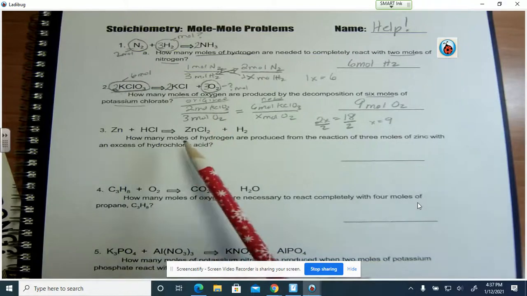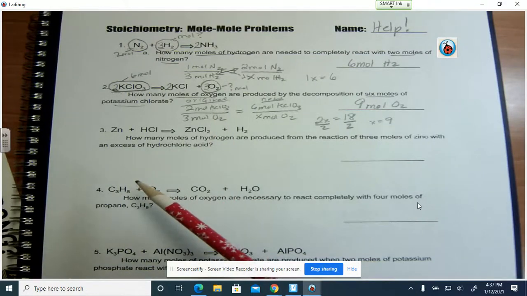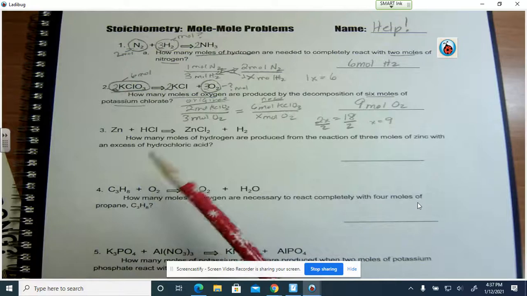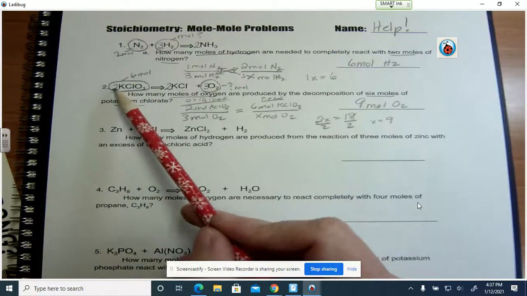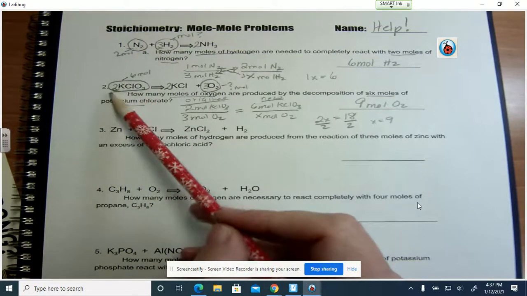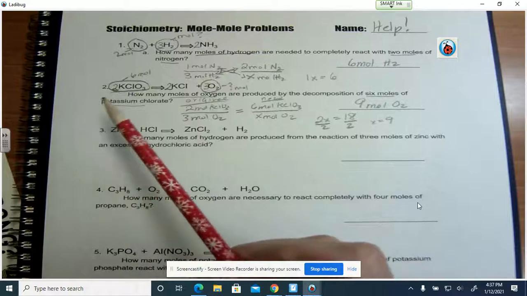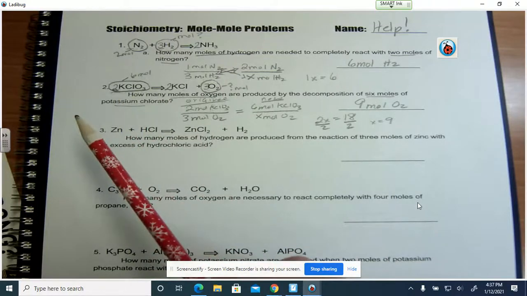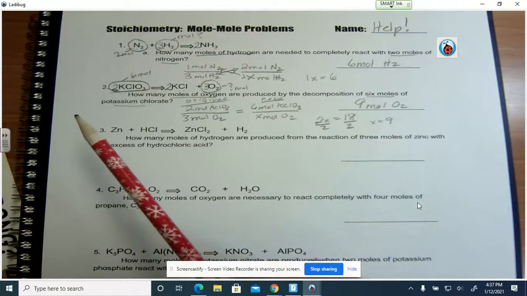I do want to see how you're getting your answers, how you're solving these problems. I did have a couple of people say, well, I can just look at this and I know that it's going from 2 to 6, so it would multiply everything by 3. That's fine. You just need to let me know how you know that. Okay? All right.